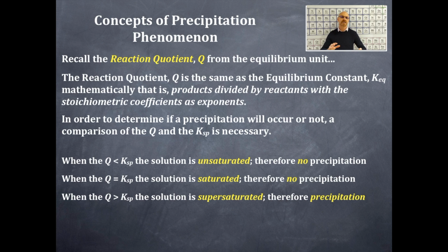Okay, hopefully that works out well for you. We're going to apply this information here mathematically. We are going to be given the KSP value, or we have to look it up in a table. And then we're going to calculate the reaction quotient. We're going to compare the reaction quotient to the KSP value and ask ourselves, is this unsaturated, saturated, or supersaturated? If it is unsaturated or saturated, then no precipitation occurs. If it is supersaturated, then precipitation occurs at that moment in time.